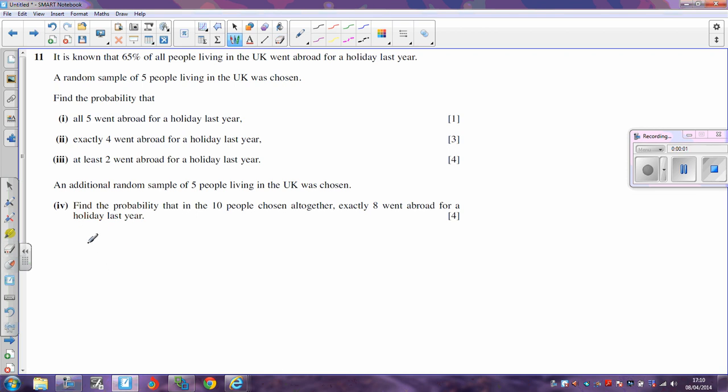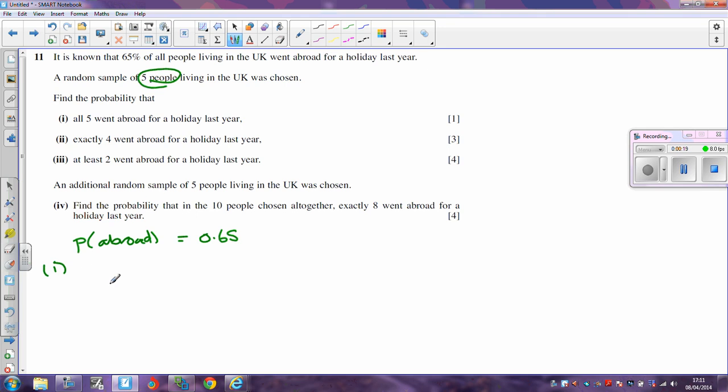Okay, this is a binomial probability question where we are told that the probability that somebody goes on holiday abroad, we're going to take that to be 0.65. And the first question says we're going to choose 5 people, so we've got a sample of 5 people. What's the probability that all 5 went abroad?